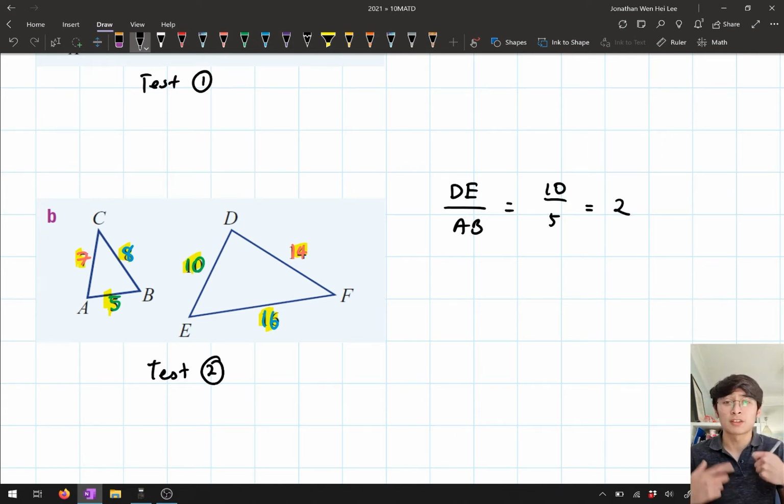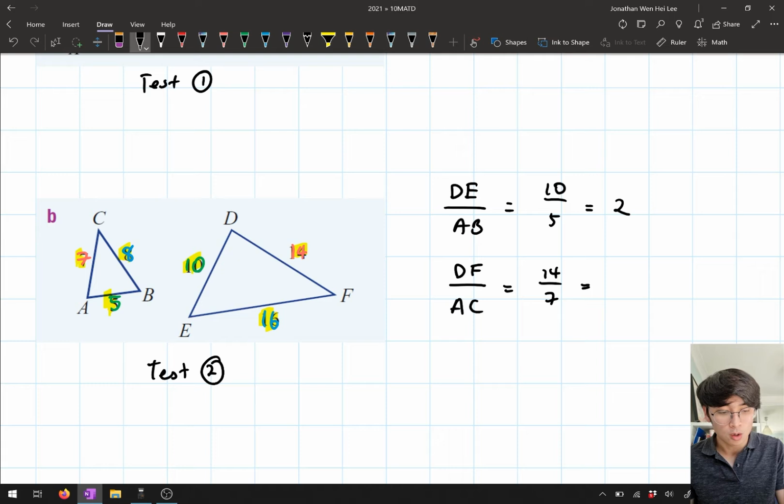And I'm going to repeat this process for each pair of matching sides. So the next one would be, let's do DF. And in my smaller triangle, that matched up with AC. And so that was 14 over 7, which also equals 2. So here we're seeing that we've got this consistent number that we're multiplying to get from the smaller one to the bigger one. And the final one was BC. And if you have a look, it's the other way around actually. EF matches up with BC, and so that is 16 over 8, which also gives me 2.